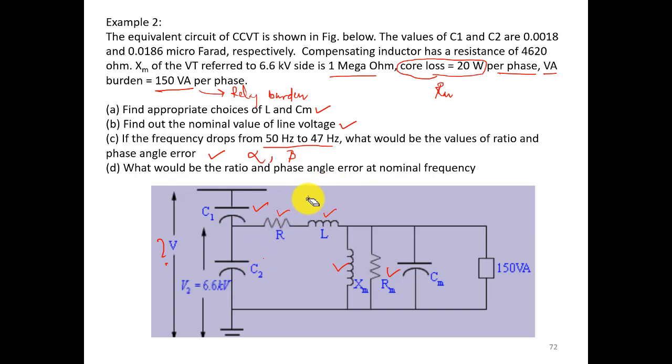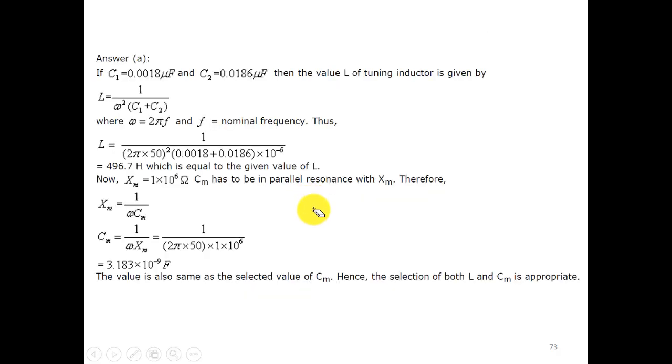Let us find out the answer to the first question, that is, what would be the value of L and Cm. C1 and C2 values are given. C1 is 0.0018 microfarad, C2 is 0.0186 microfarad. Then the value of L, the tuning inductor, can be given by this equation. We already know this equation is valid at the nominal frequency.